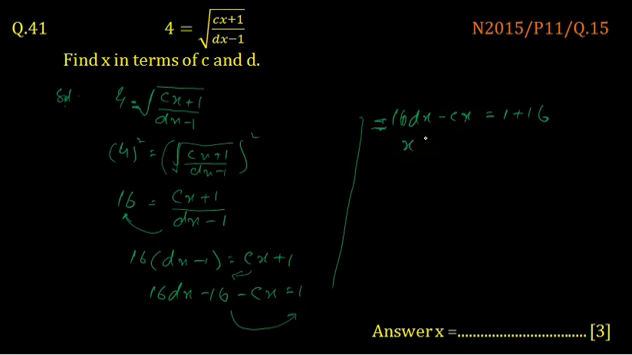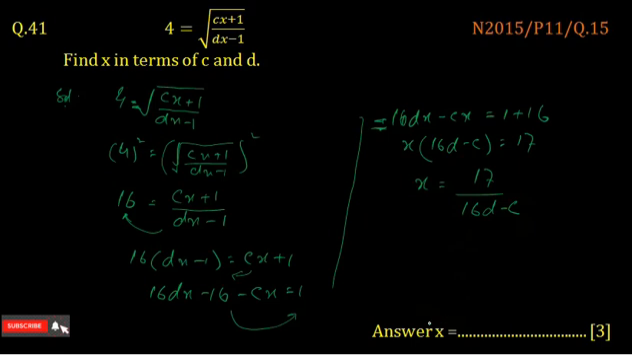So we take x as common, so remaining is 16 d minus c is equal to 17. And x can be written as 17 upon 16 d minus c. So, x is 17 upon 16d minus c is the correct answer.